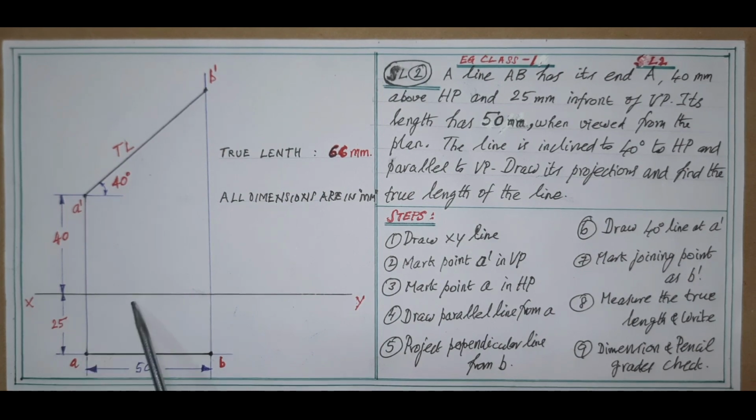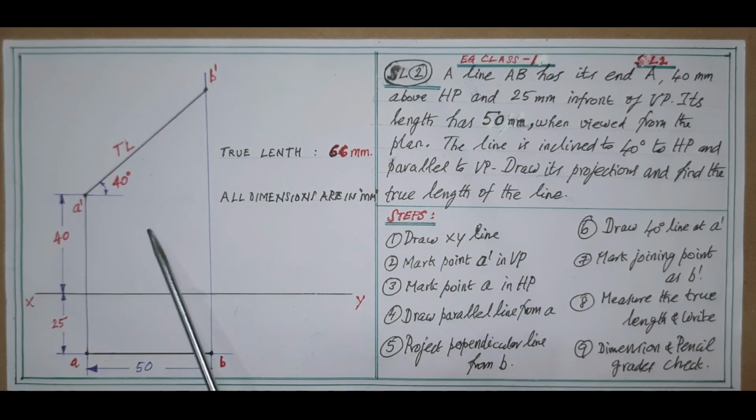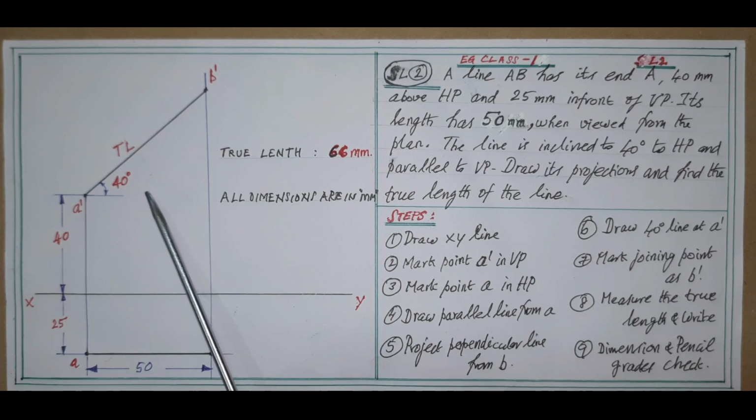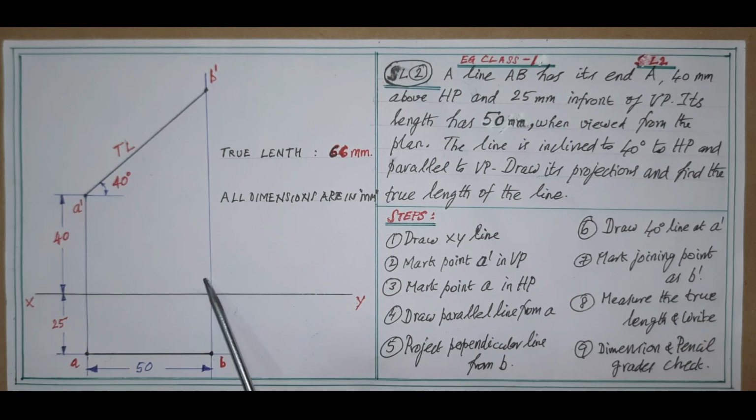Now check that all dimensions are marked, and the two images of the line on the horizontal plane and vertical plane are shown dark with an HB pencil. Other lines should be thin with a 2H pencil. No colors or sketch pencils are permitted. Here it is shown only for easy visibility. Okay, the problem is over with this.